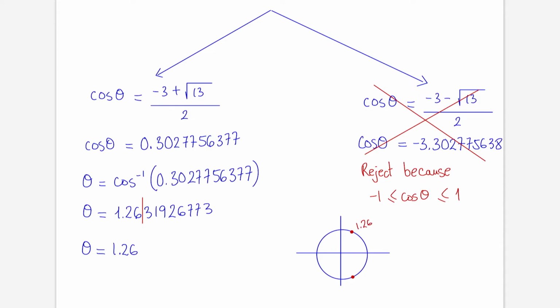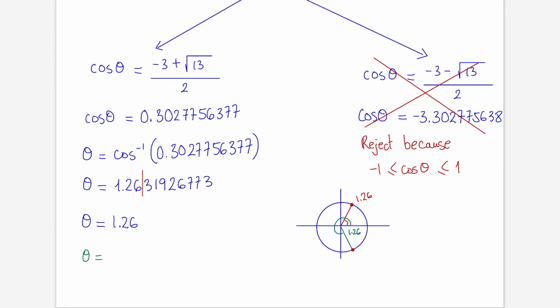So 1.26 is in the first quadrant. And we need to figure out what this angle is. So 1.26 is the angle from 0 to that red ray. And we want to find the angle from 0 to that green ray. The red angle is 1.26. That means this angle is also 1.26. I don't want this angle. I want the angle from here to here.